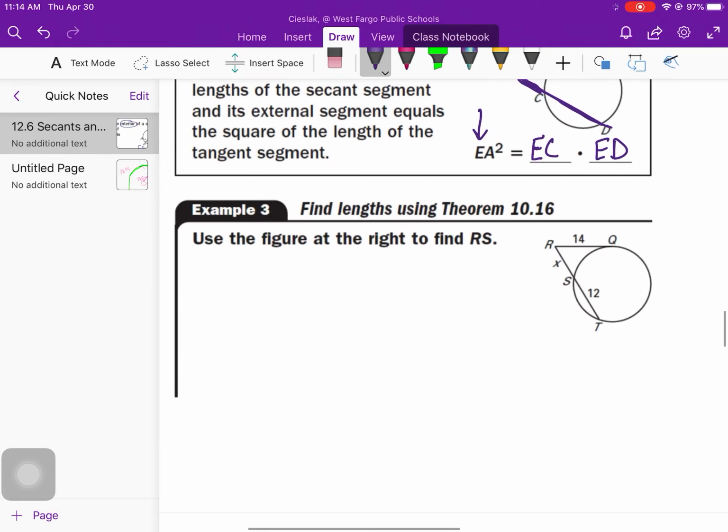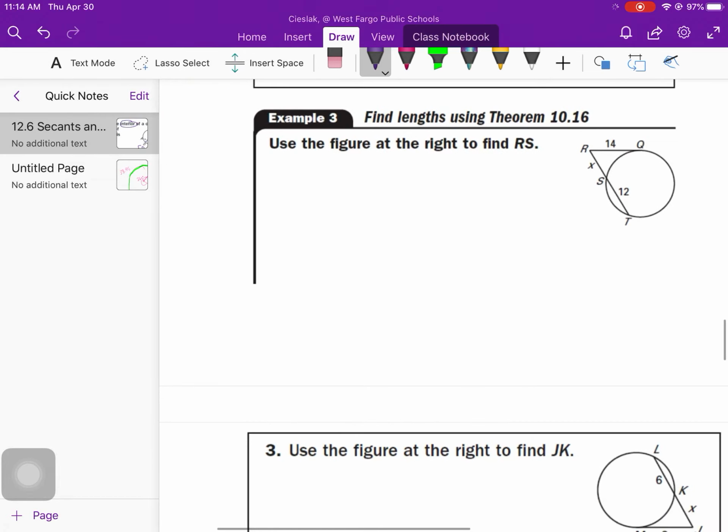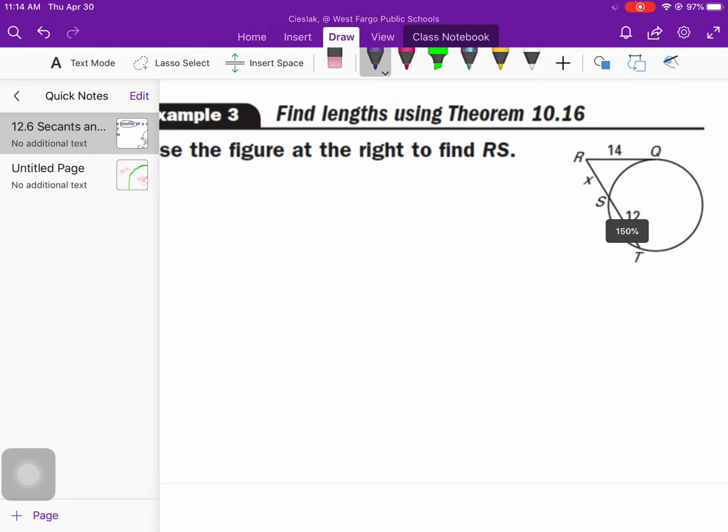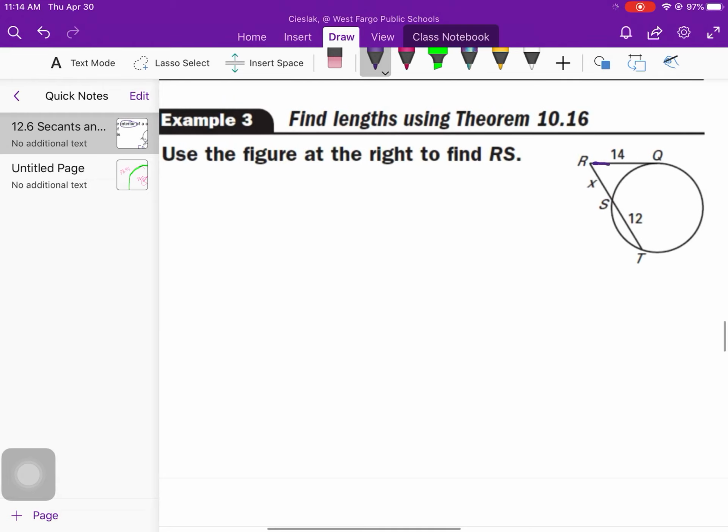So let's do this one. Use the figure at the right to find JK. Or use the figure at the right to find RS. Sorry, I was looking at the wrong one. So on this one, here is my tangent segment. The theorem that we just looked at says to square that. So 14 squared is equal to, now I take my external piece, which is x, times the entire piece, which is going to be x plus 12. So x times x plus 12.